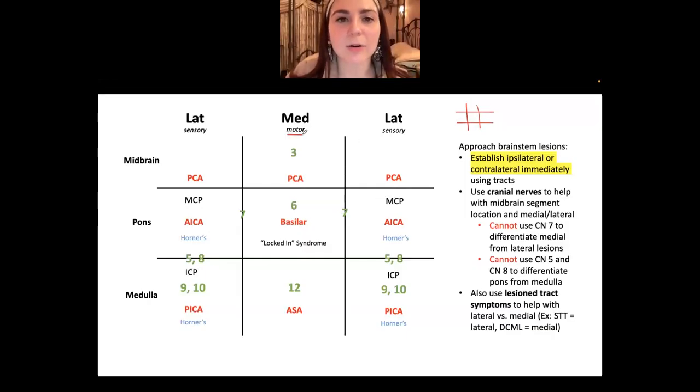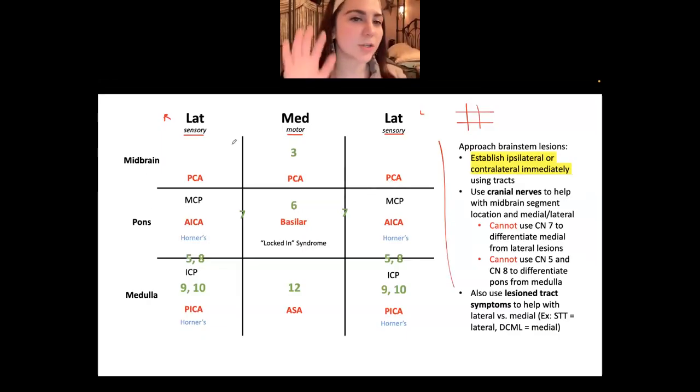Then you establish medial lateral. So medial, remember, is going to be your motor stuff, and then lateral is going to be on both sides. So this would be like the right side on the lateral, and this would be like the left side lateral. And remember, medial and motor kind of go together as well as lateral and sensory. Next thing that I do, before we go into this approach over here, is we're just drawing out the tic-tac-toe board. So we just draw your tic-tac-toe board: midbrain, pons, medulla, lateral, medial, lateral.